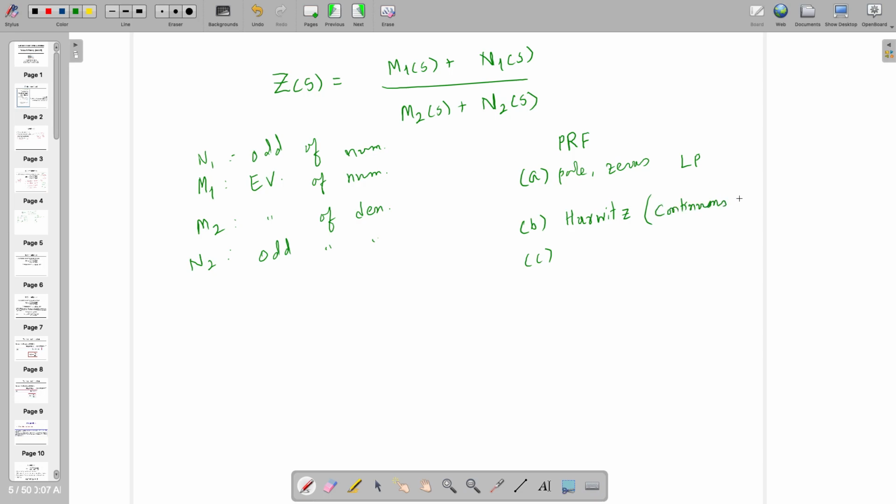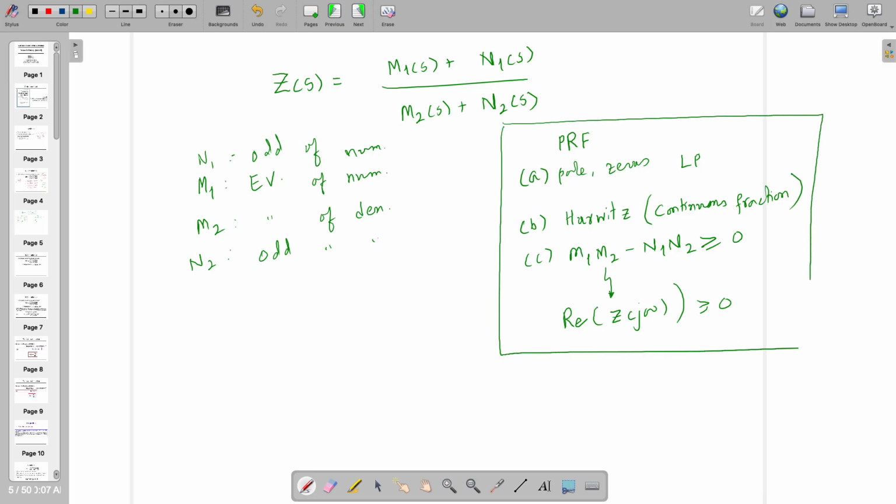Continuous fraction, right? We are doing. And what is the third one? M1 M2 minus N1 N2 has to be greater than or equal to 0. This is the condition coming from the fact that the real part of whatever function you have, I'm writing here z, but it might be y, it might be I, or it might be r, has to be greater than or equal to 0. These are the things we studied. And if the function is a positive real function, then you can synthesize.